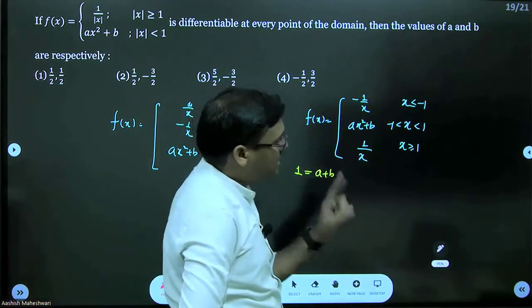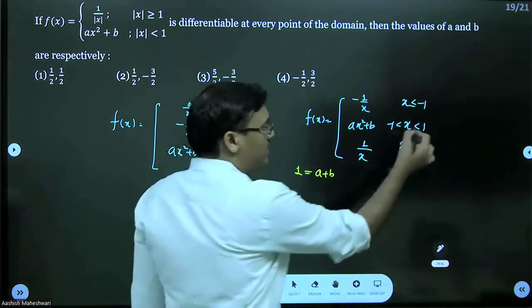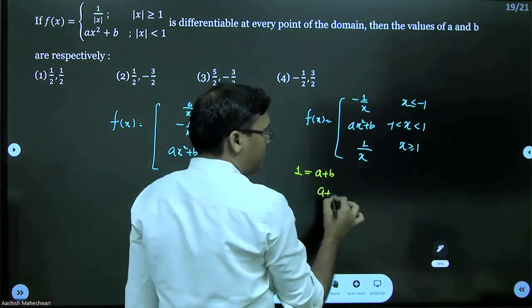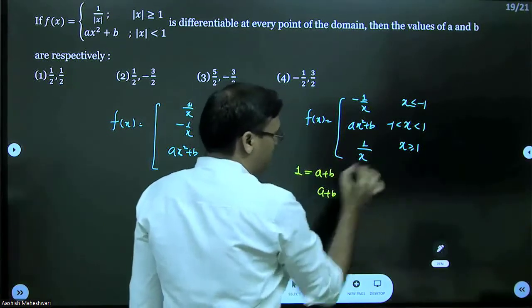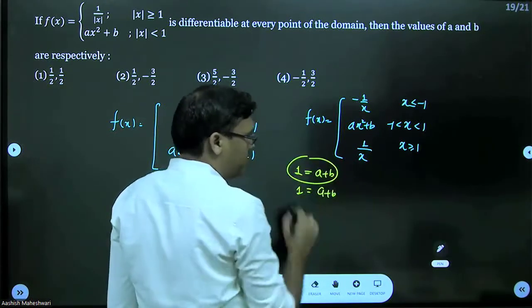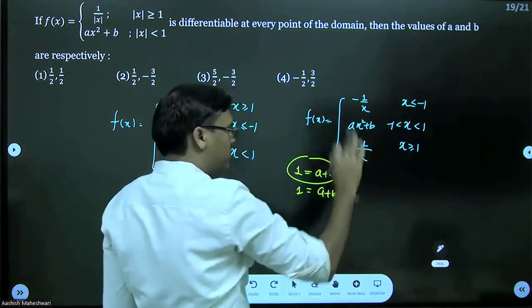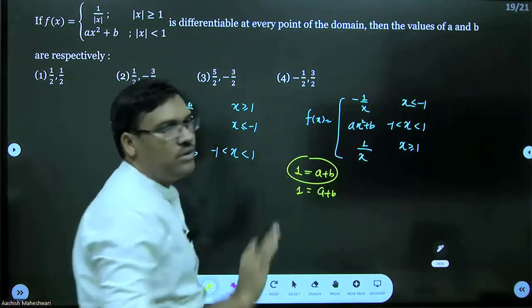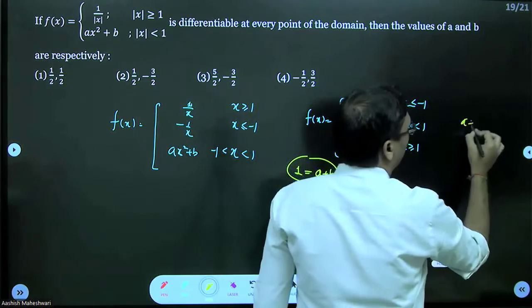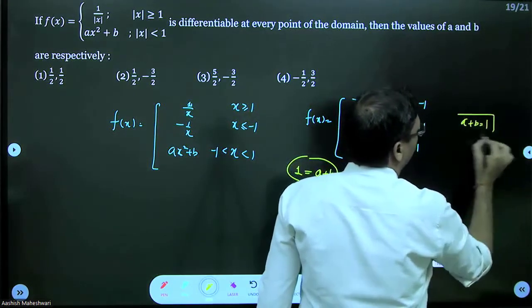Now for continuity at x equal to 1, 1 minus पे इसकी वैल्यू क्या है, this is a plus b, और 1 प्लस पे इसका लिमिट क्या है, this is equal to 1. तो a plus b equal to 1 से you can see this is continuous at x equal to -1 also and continuous at x equal to +1 also. तो फर्स्ट कंडीशन क्या हो गई, a plus b should be equal to 1.